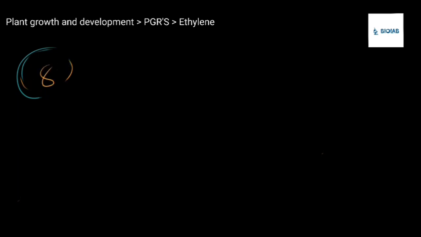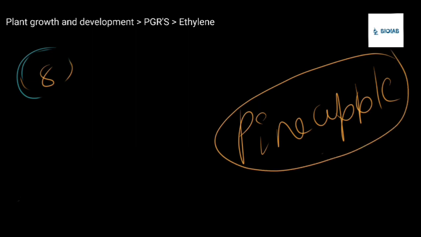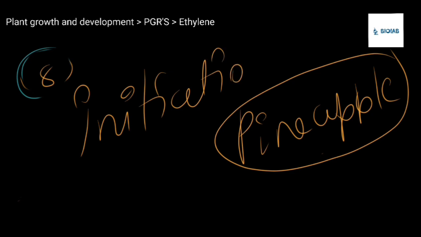Let's move on to the 8th physiological function. It is used to initiate flowering and to synchronize fruit set in pineapples. We have already discussed a function related to pineapples in auxins. It promotes flowering, but there is initiation and promotion. Promotion is done by auxins, and initiation is done by ethylene. Let me explain it.